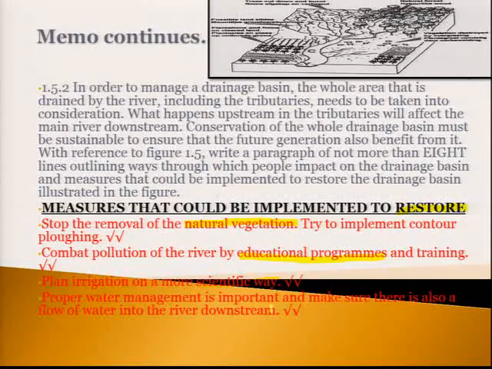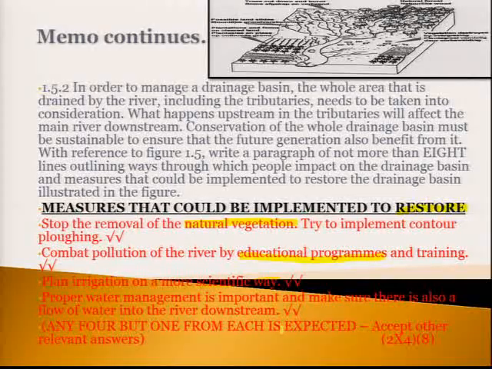And then proper water management is important, and make sure that there is also a flow of water in the river downstream continuously. Don't divert it. Now, colleagues, let's move to the last bullet. Any 4, but make sure that you've got 1 from each expected area. Remember, we had the first slide on the impact of the people, now what are the solutions to it, so that they get the full 8 marks. 2 points on the first one, which will be 4 marks, and 2 points on the next one, which will also be 4 marks to give us the 8-mark question.